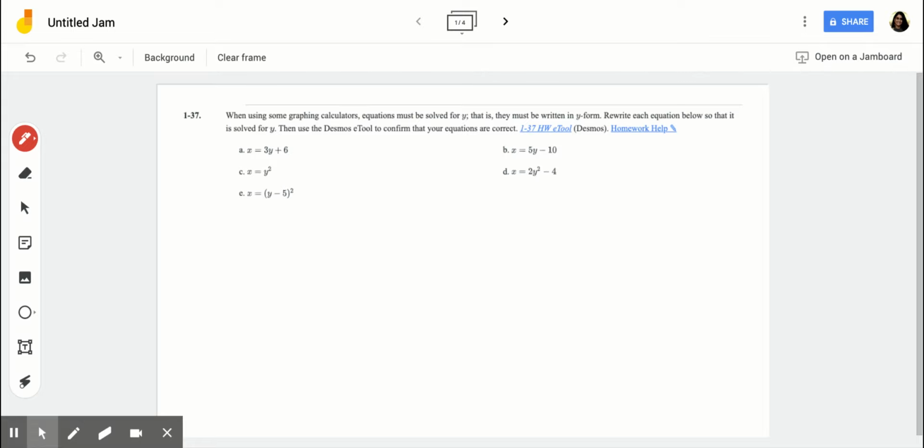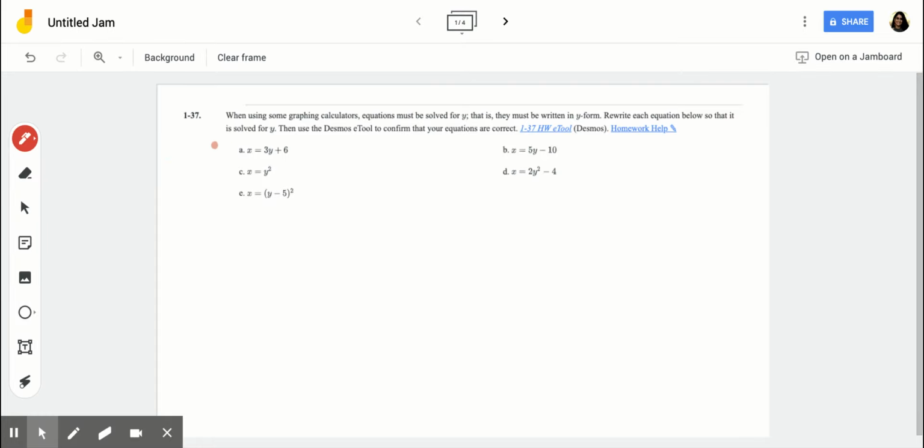Hi everyone, I want to go over a couple questions that I assigned from assignment 2.1. A lot of them are about domain and range, and since we're doing notes on that in class, I'm not going to go over those ones, but I wanted to talk about a couple review problems.